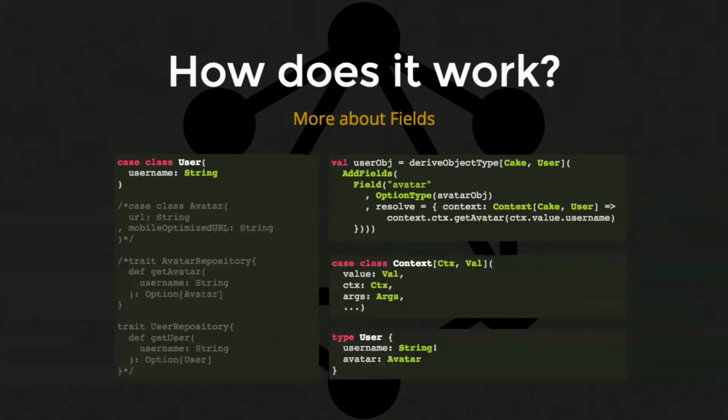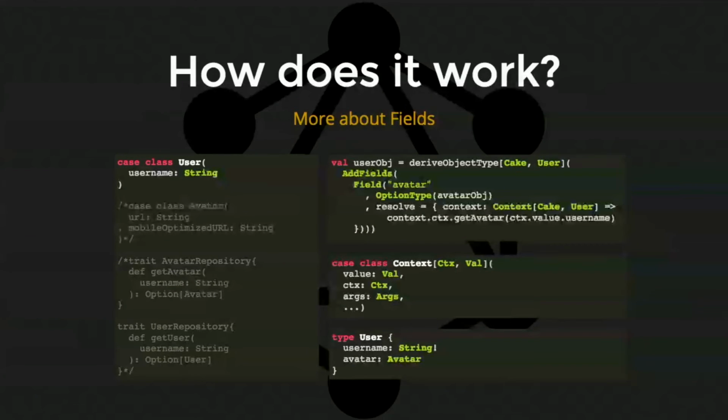Again, read the Sangria docs. I may have passed over my slide about Sangria. Sangria is the Scala implementation of the GraphQL spec that was created by a guy named @EasyAngel on Twitter. He's done an amazing job. It's like an excellent piece of software. Anyway, let's get back to this field.